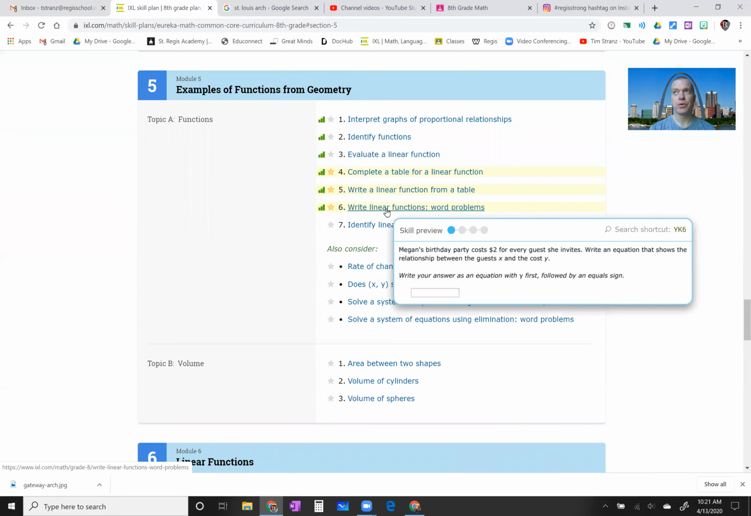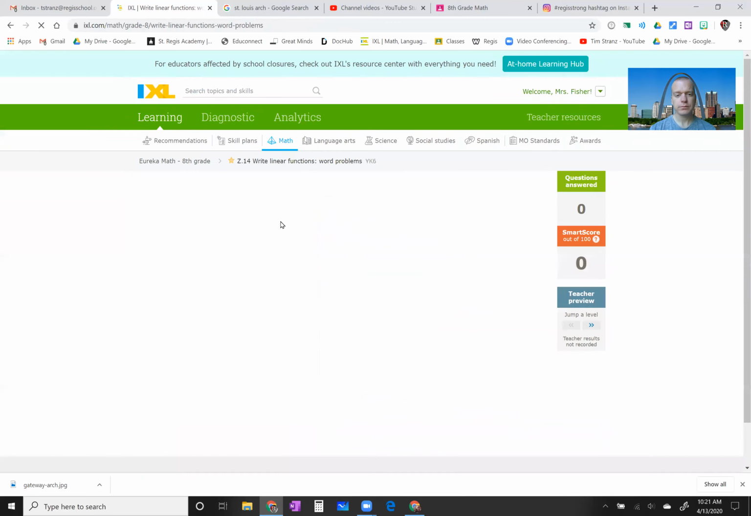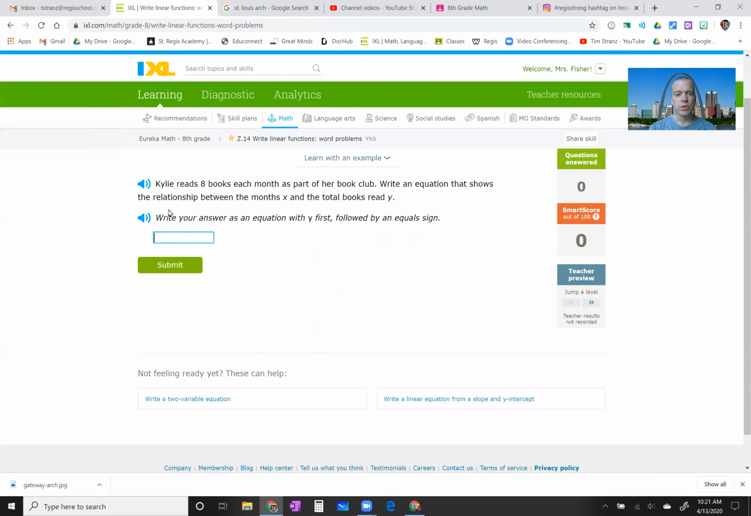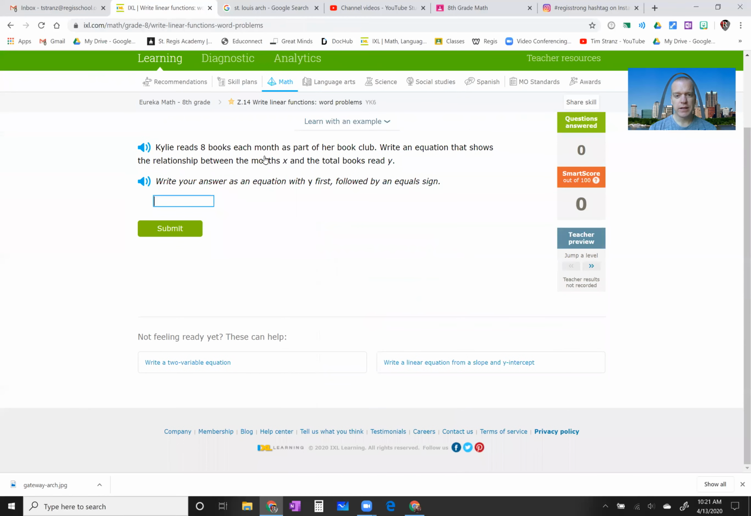Write a linear function word problem. So the same exact thing, but now they're in word problems. Kylie reads 8 books each month as part of her book club. Write an equation that shows the relationship between the month's x and the total books read y. Remember in class, it's always y equals what? Y equals mx plus b.